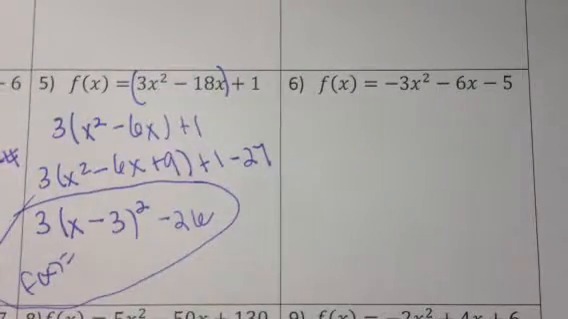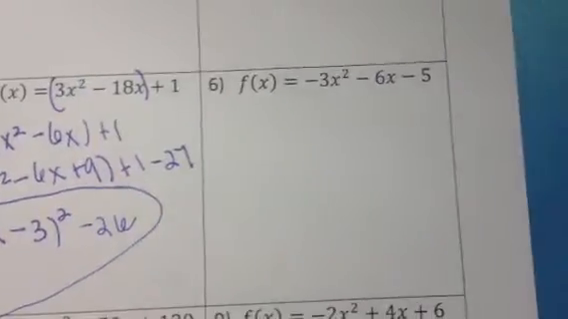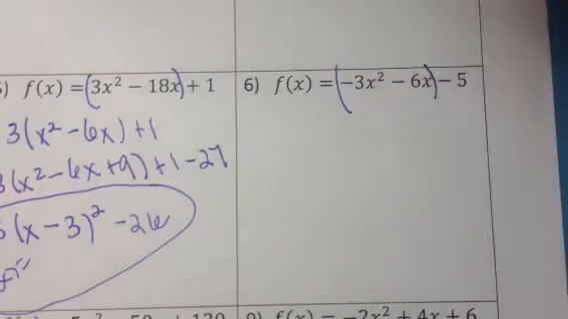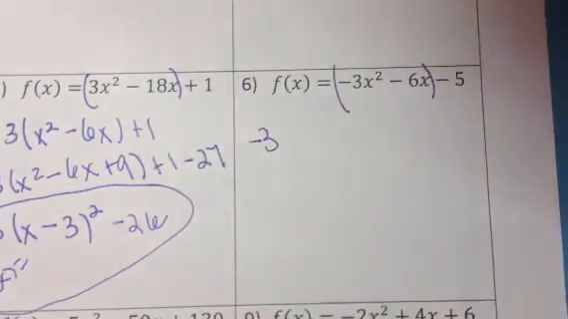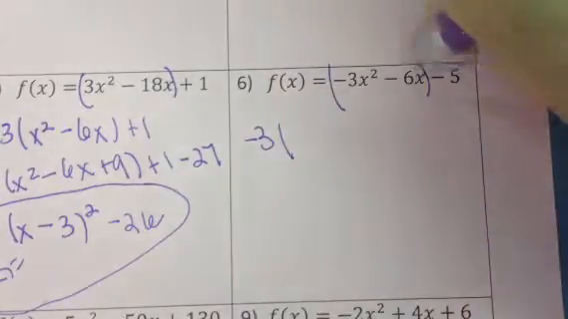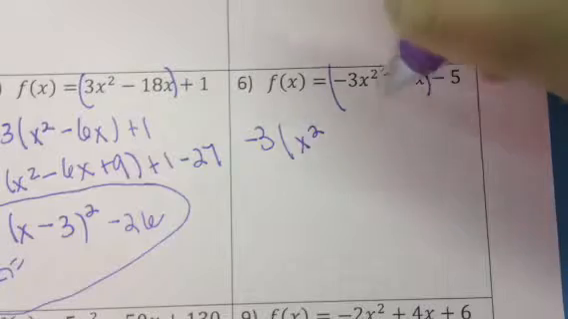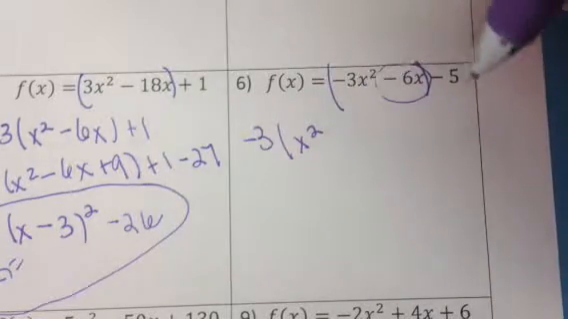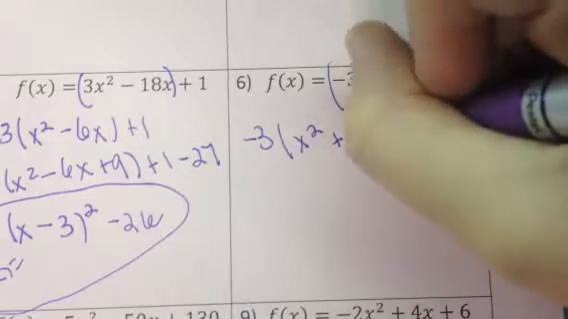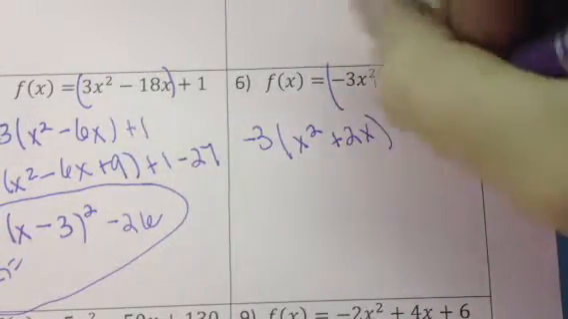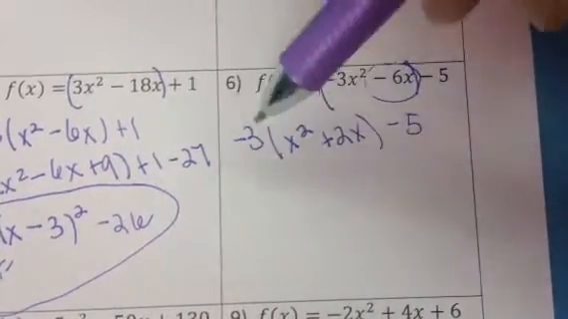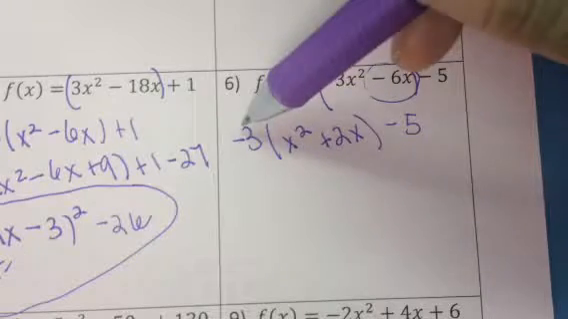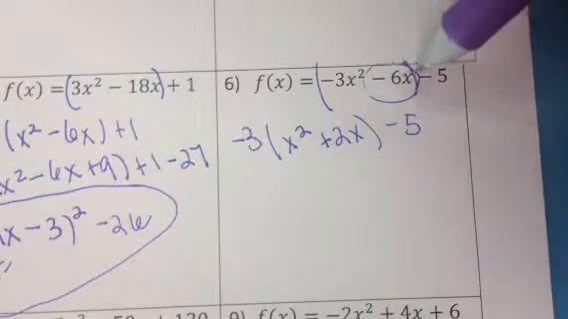All right, number 6. I like number 6 because it's negative, so we've got to be careful when we pull out that a value. I'm going to put parentheses around the first two terms. When I factor out a, if a is negative, I need to factor out the negative. So I'm going to factor out negative 3, and in parentheses I have x squared. Be careful here. If this is negative 6x, and I factor out a negative 3, negative 6x divided by negative 3 is positive 2x. So I'm going to write plus 2x, not minus 2x, and I'm going to keep my minus 5 hanging out here. When you get to this step, just in your head, redistribute that negative 3 and make sure you get this. Negative 3 times x squared, negative 3 times positive 2x does get me negative 3x squared minus 6x.